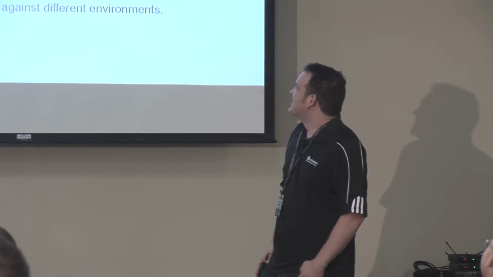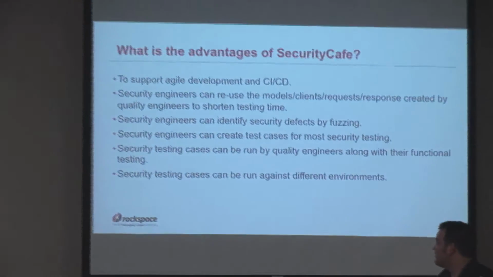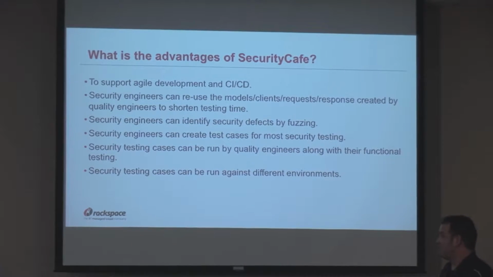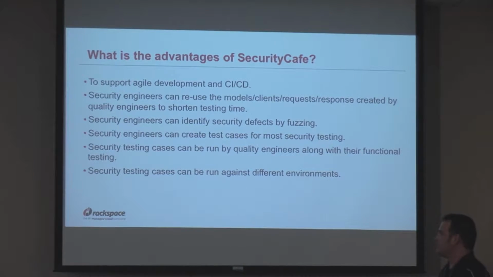Next slide. Okay, so advantages of Security Cafe: reuse, identifying security defects when you're fuzzing, and most of the stuff that we've talked about already. Let's see, what did I not hit? Oh, the different environments is very, very useful with the cafe. We change one config, we run it on DFW, we change one parameter, now we're running on ORD. One more parameter, now we're running in Hong Kong. So the way our configs are done in cafe, we can just swap them out.